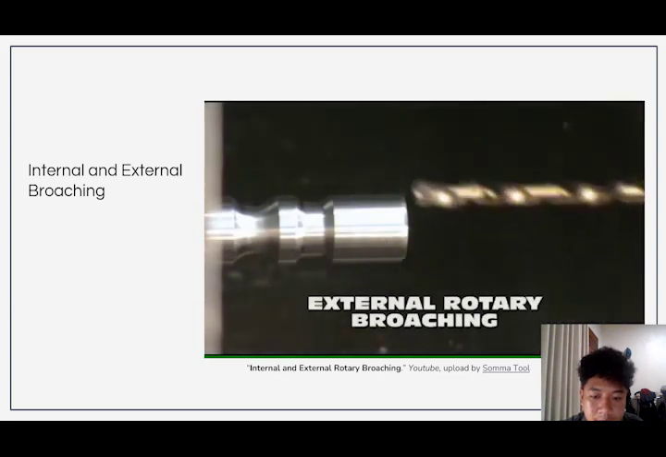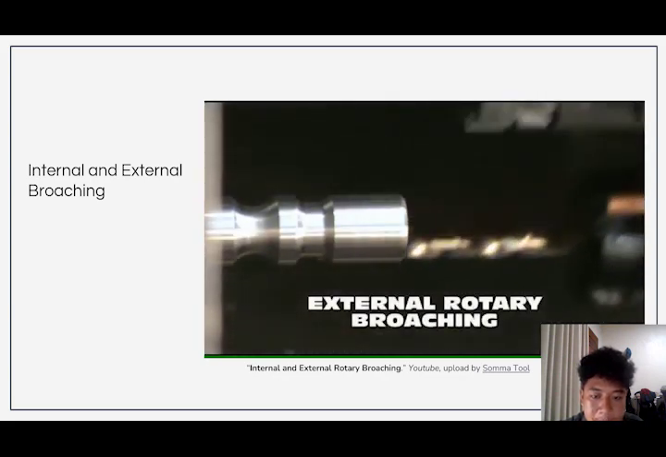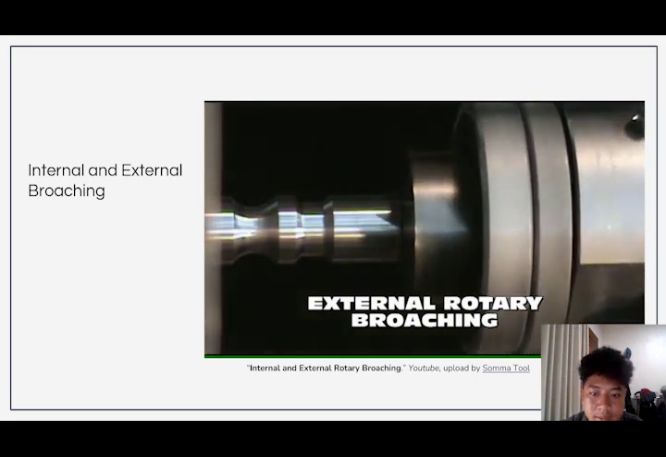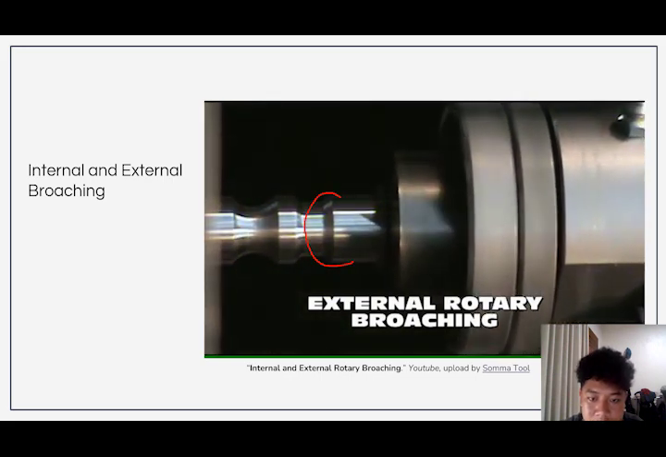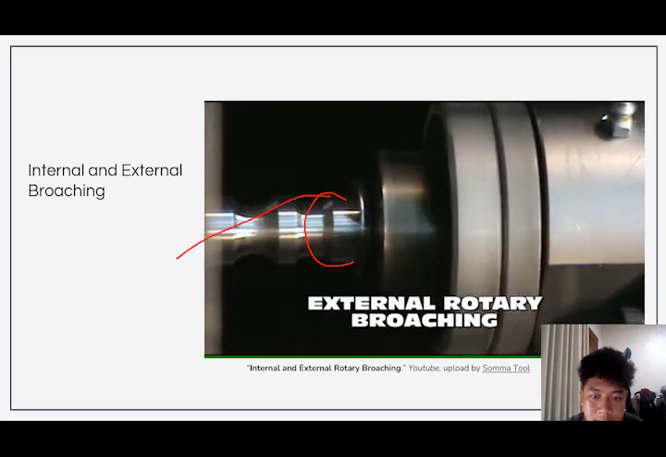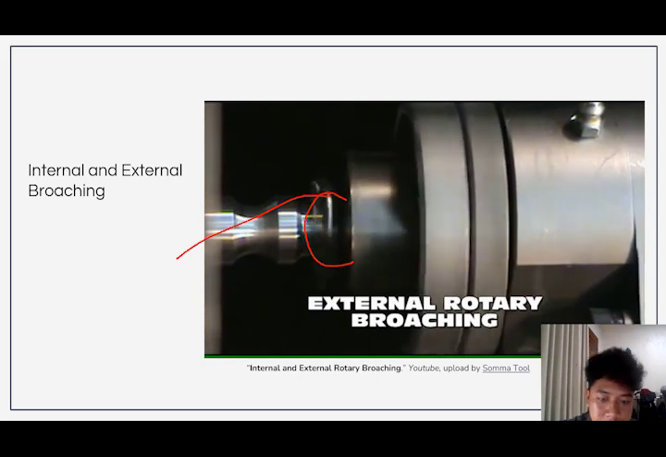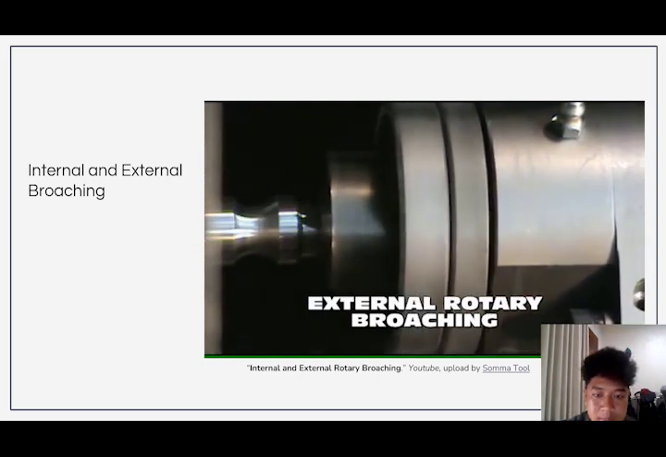And next one is external rotary broaching. As we can see in this video, the process is done on the outside of the workpiece.